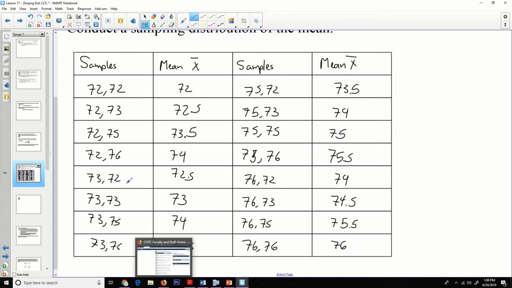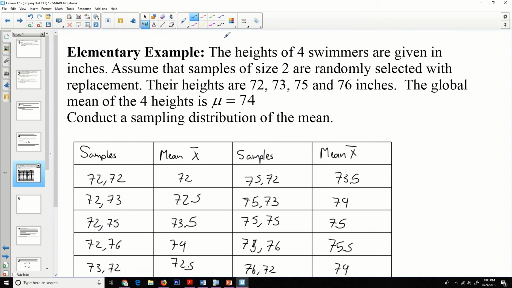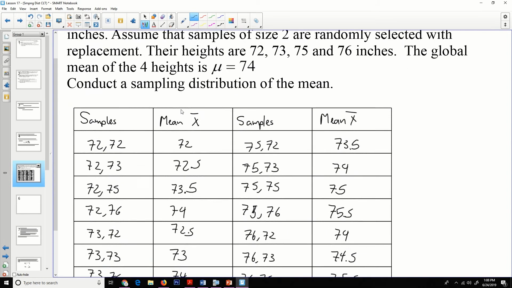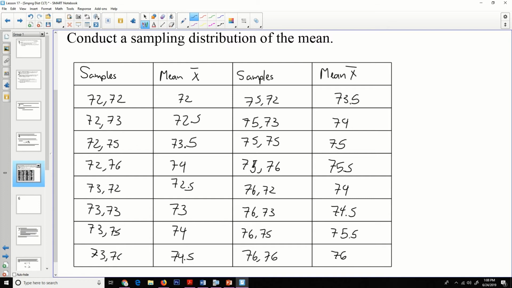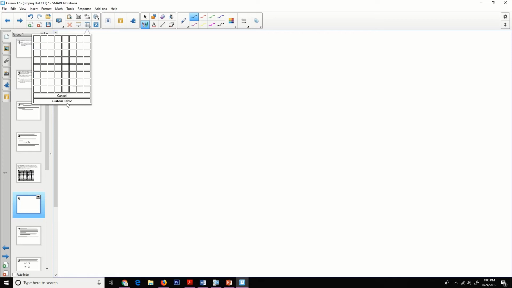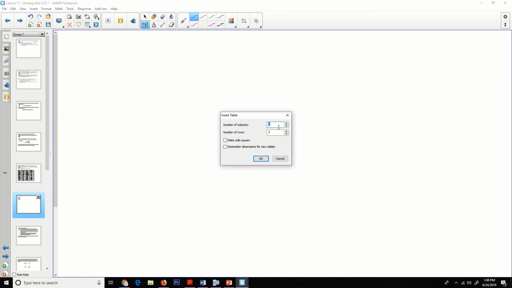All right, so our sampling distribution is a probability distribution. And so what we're going to do is count all of these, how frequently each of these means occur. All right. And so here's what we're going to do. We're going to have another, let's see here, 1, 2, 3, 4, 5, 6, 7, 8, 9, 10. I need another table here. And let's make it a custom table. I need just 2 columns. And I need 10.